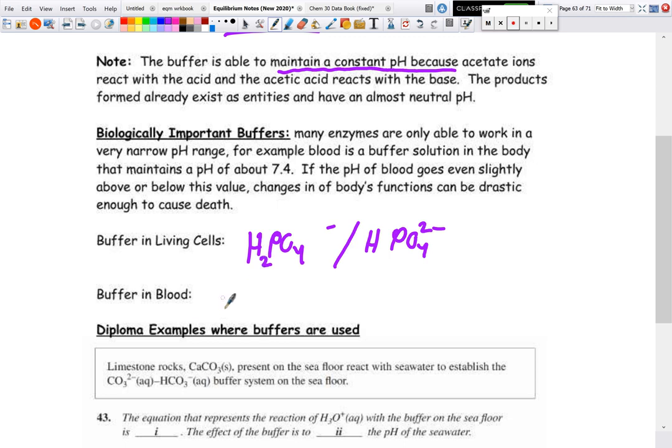And in our blood, we have our HCO3- and our CO3 2-. So these are kind of important buffers inside of our blood and our living cells.